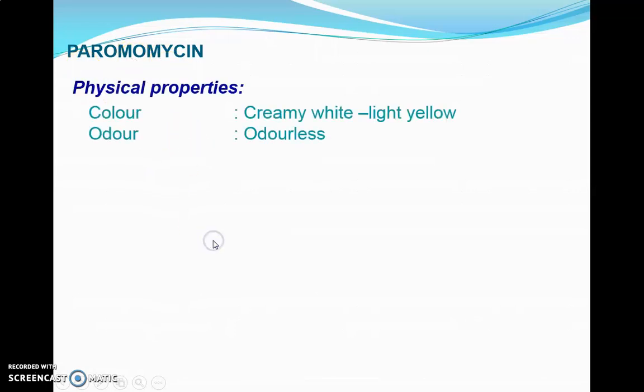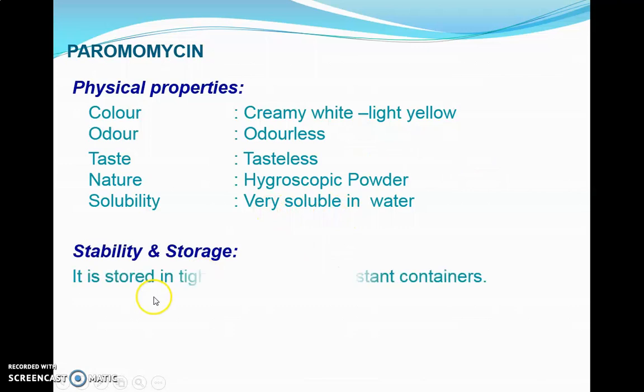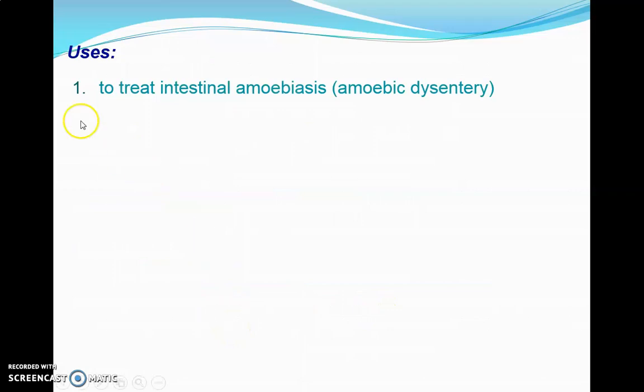Next and last antiamoebic agent is called paromomycin. Actually, it is an antibiotic which is used as an antiamoebic agent. Physical properties: a cream white to yellow, odorless, tasteless, hygroscopic powder, very soluble in water. Storage conditions are as usual, in a tightly closed, light resistant container. It is used to treat intestinal amoebiasis, as well as systemic infections such as leishmaniasis, called Kala-Azar.